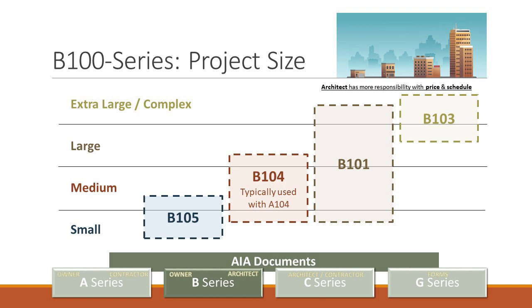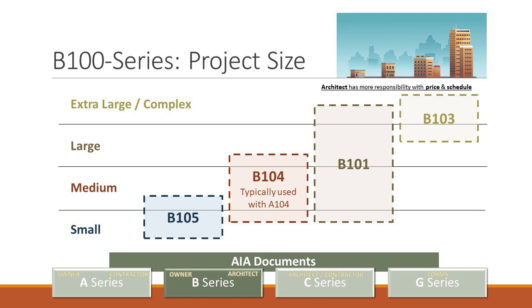So when your owner comes to you and says, I want to retain you for designing my house, what contract should we use? Well, you ask them, what's the size, and what are we going to do? And you think to yourself, okay, maybe we'll do the B101 because I know that one the most. And if you can see the box on the screen, it covers almost the entire gamut from small projects to big projects. That's why it's used the most.